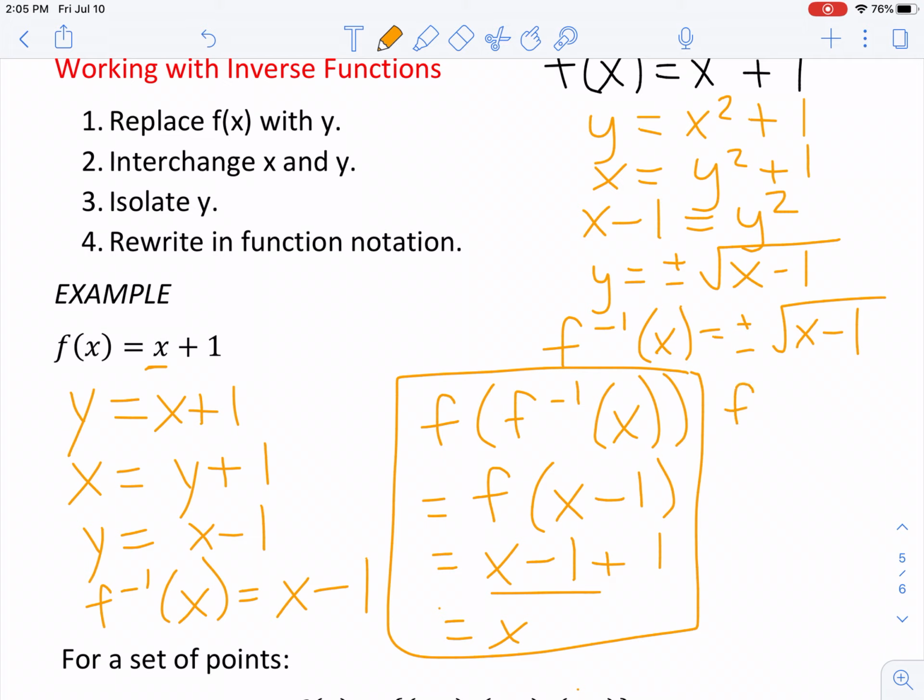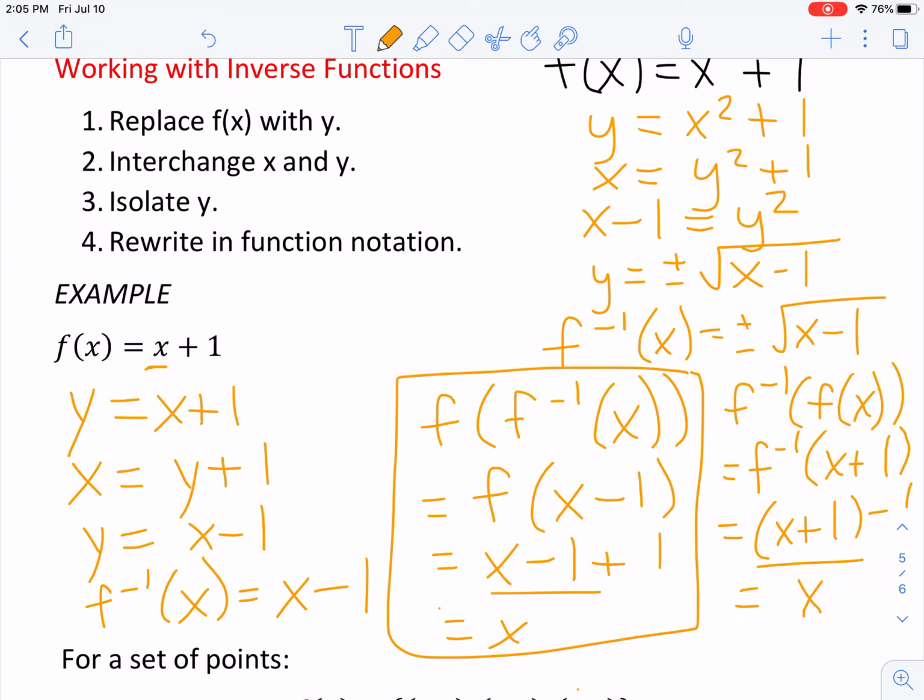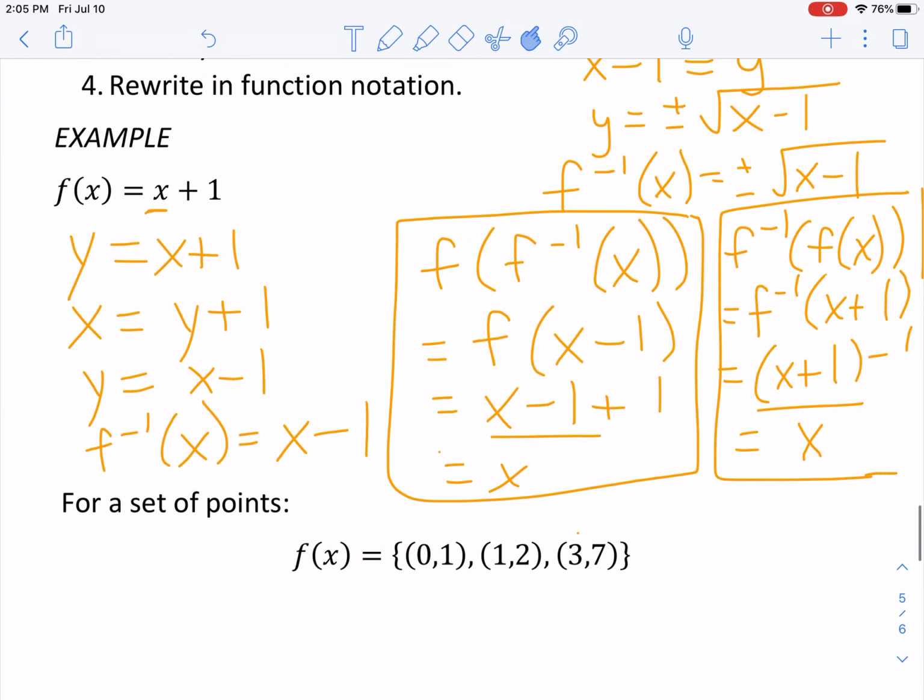Let's see if it's true the other way around. So f inverse of f. So now we want f inverse of x plus 1. And we want to do x plus 1 minus 1, which is also just x. So that's an interesting result, that if you plug an inverse into itself or vice versa, you should get back x, the original that you started with, and that can work with a number as well.